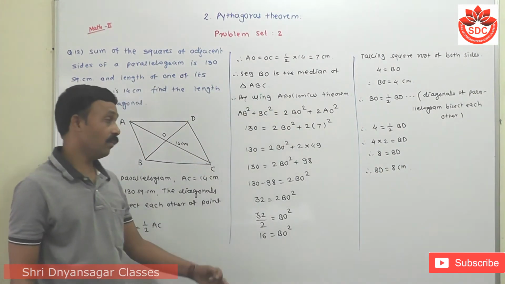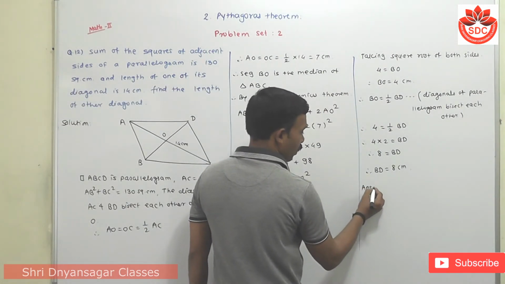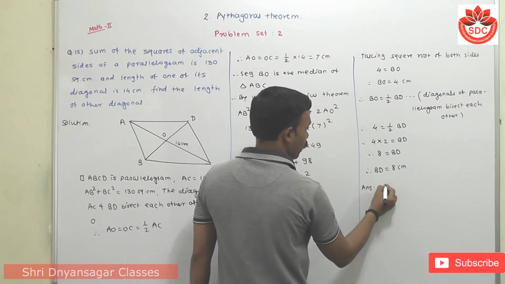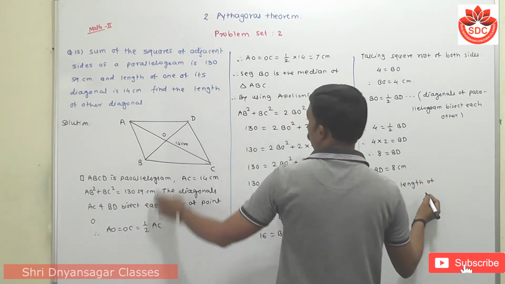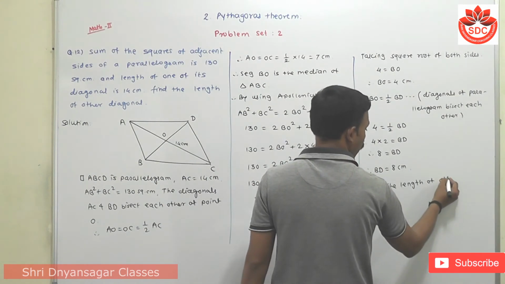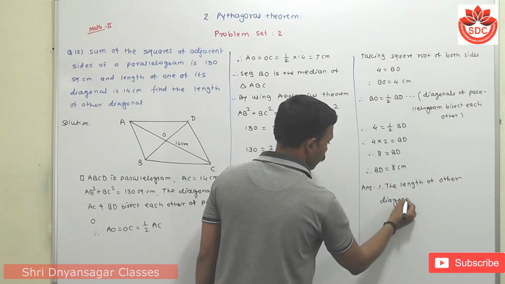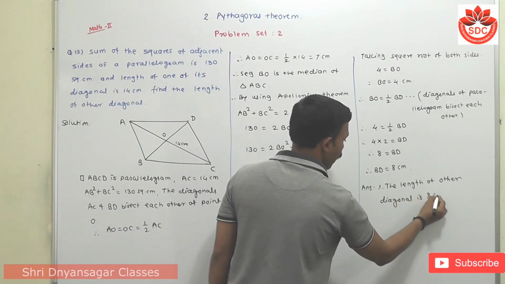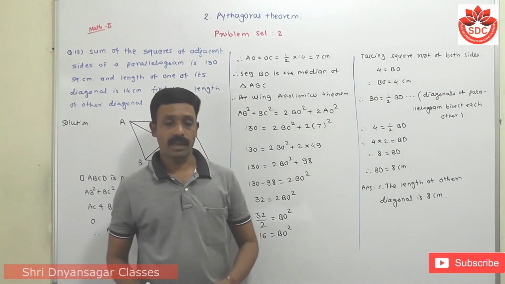Therefore, the answer in full sentence: the length of the other diagonal is 8 centimeter. Can you understand this? Okay, thank you.